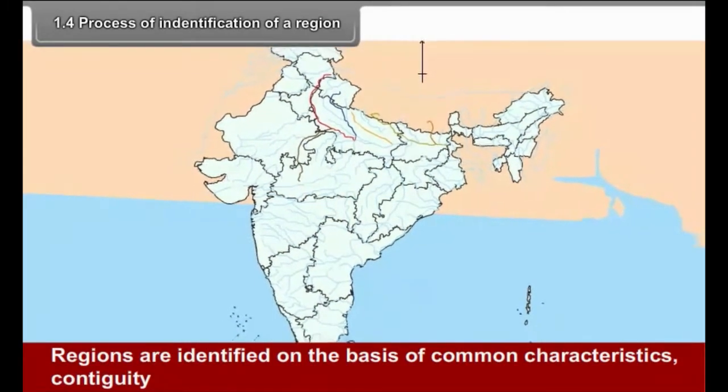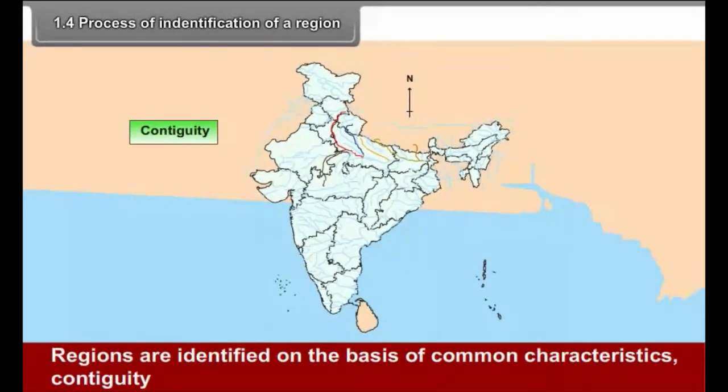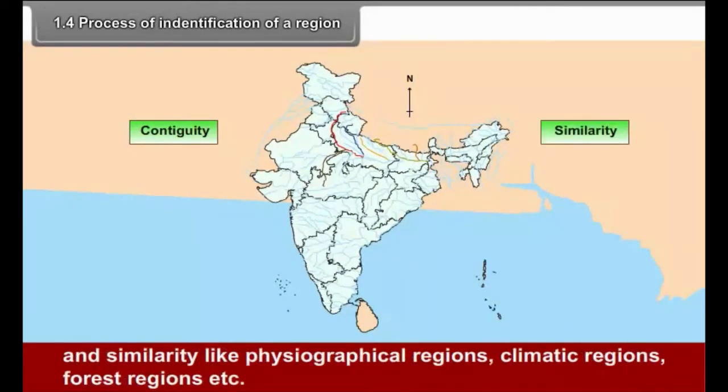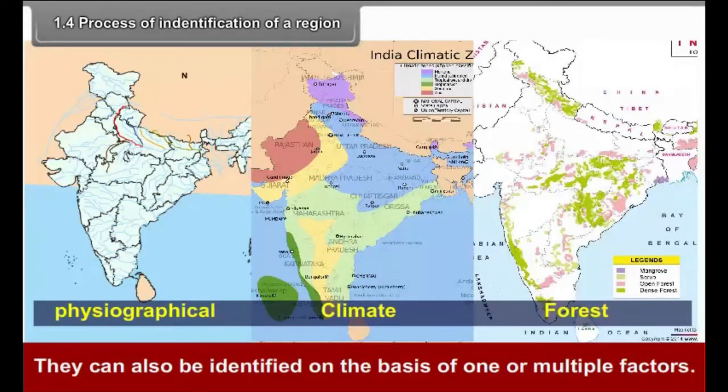Regions are identified on the basis of common characteristics, contiguity, and similarity, like physiographical regions, climatic regions, forest regions, etc. They can also be identified on the basis of one or multiple factors.